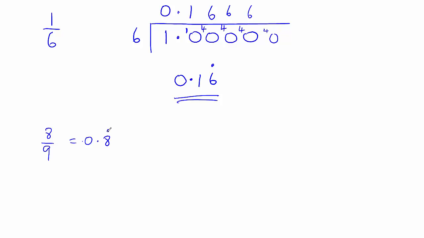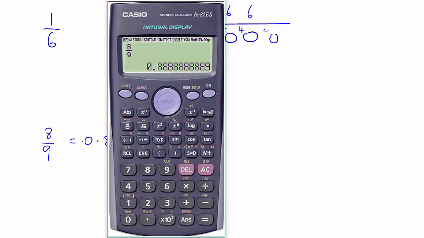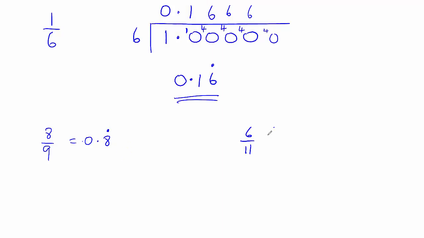Now we did see another one in the last example. Let's just go back and look at something like that. So let's suppose we're doing something like 6/11. That's 0.5454. So 6 over 11 is 0.545454, and so on. Now you can either write that as 0.54 with a dot over each of those, or you can write 0.54 with a bar over the 54.